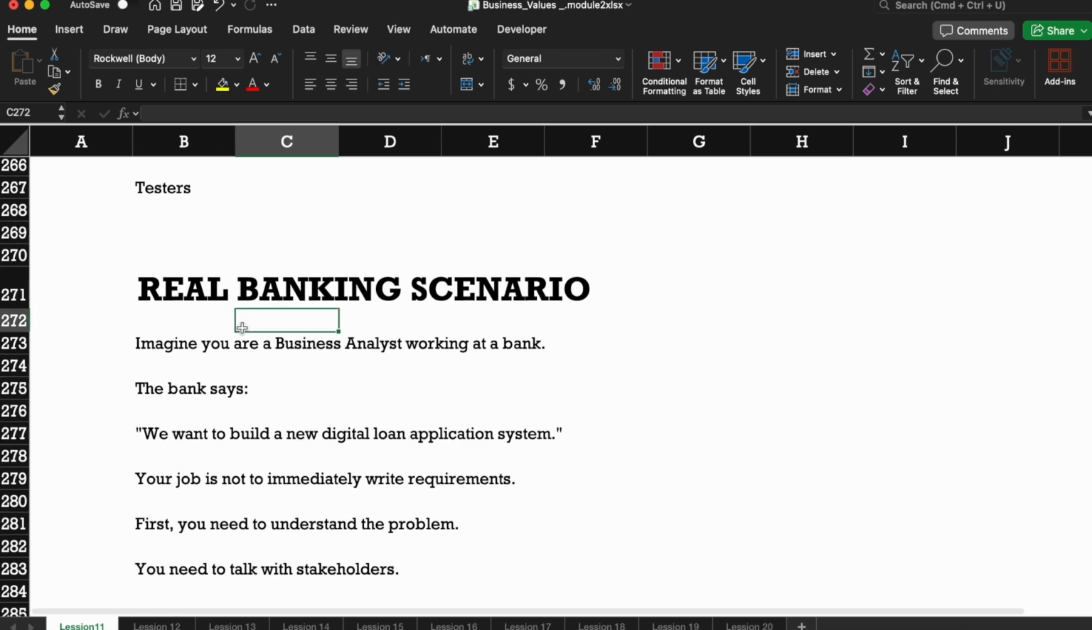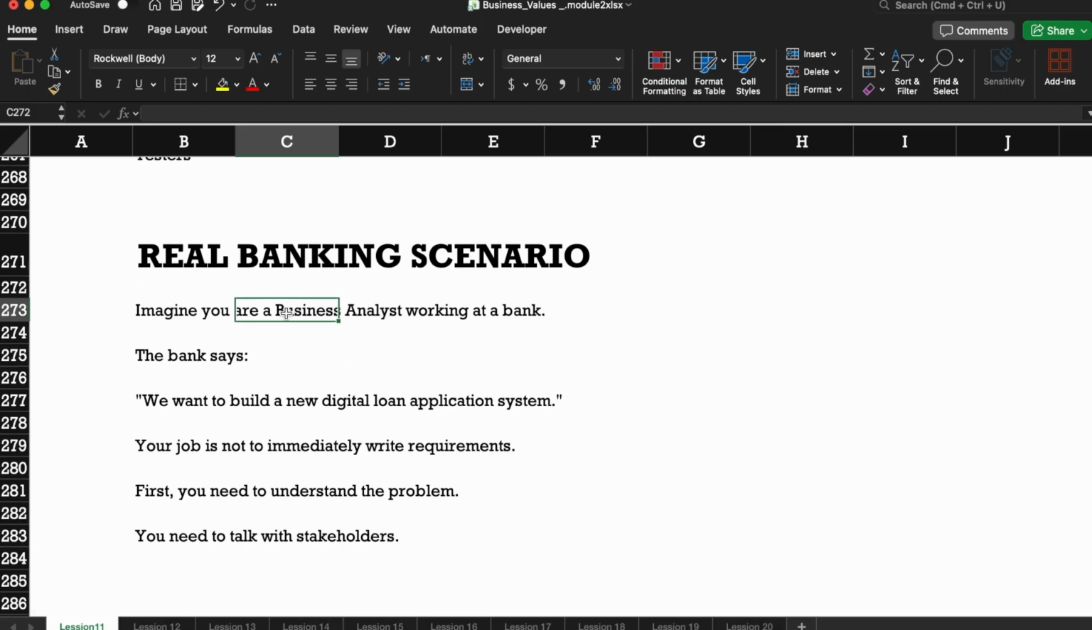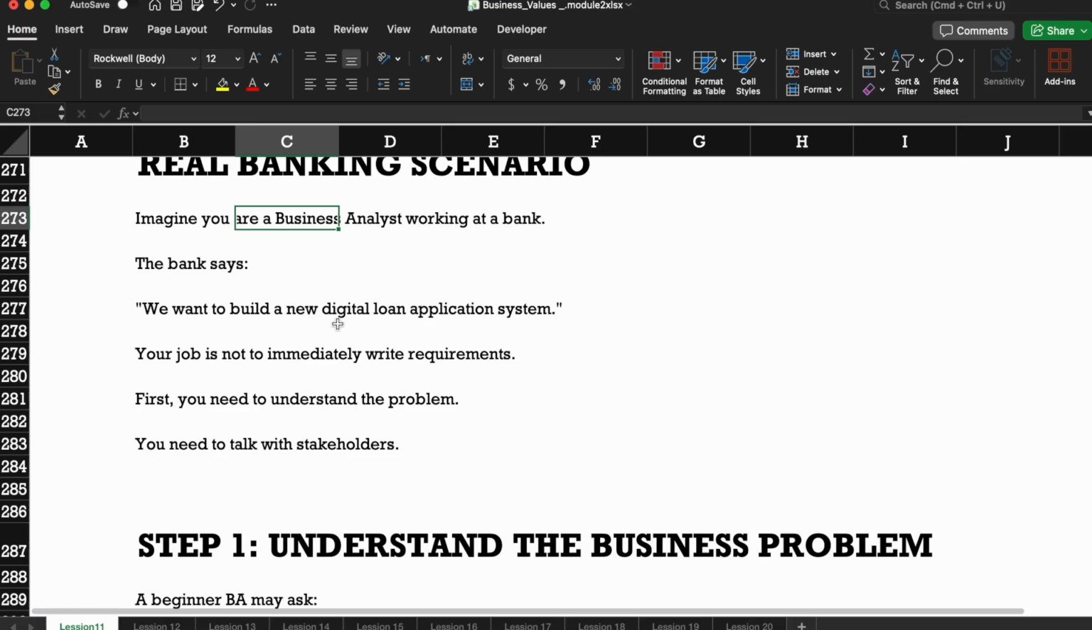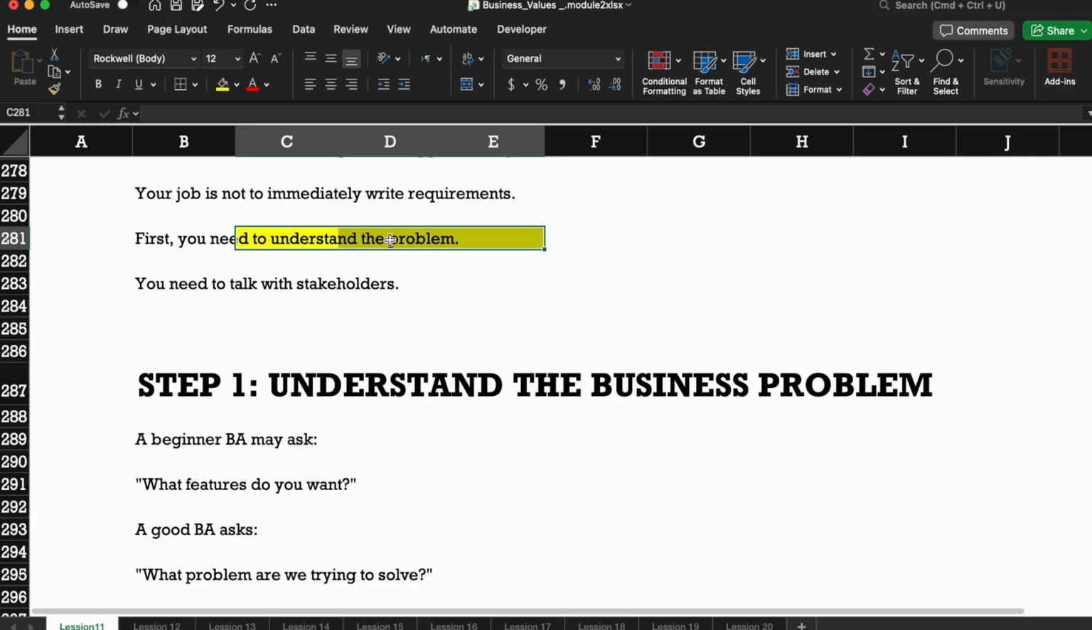So let's see a real banking scenario. Imagine you are a business analyst working at a bank. The bank says we want to build a new digital loan application system. So your job is not to immediately write requirements. First you need to understand the problem, right? So keep in mind what questions you need to ask when you get a scenario to work on.